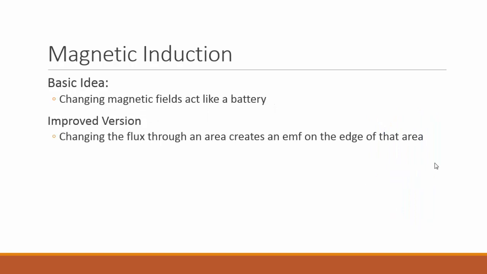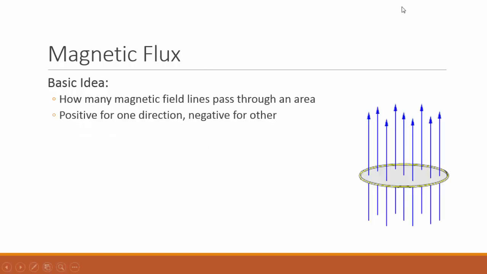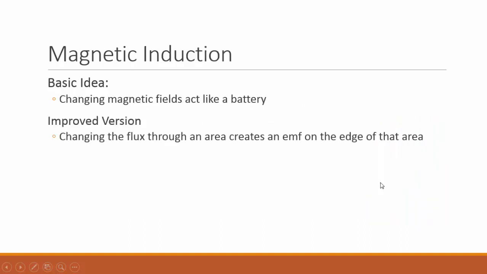So here's a better version of what's going on with magnetic induction. The better way of saying it is that changing the flux through an area creates an EMF on the edge of that area. Okay? So if I change the number of field lines that pass through some area, say this is a wire, it's like putting a battery along this edge. And the EMF describes the voltage of a battery.